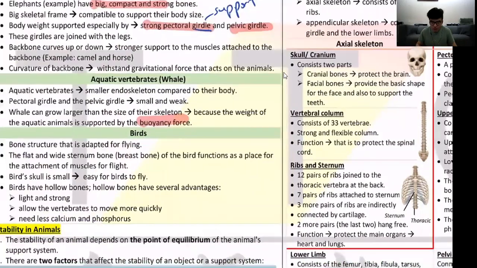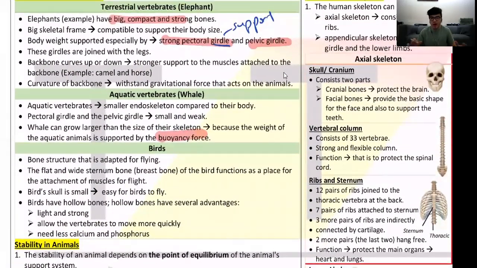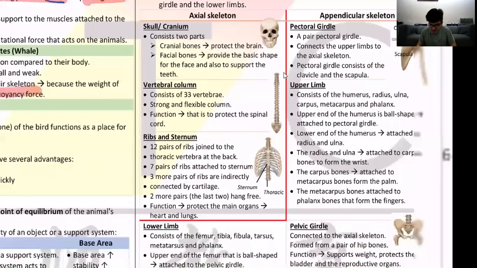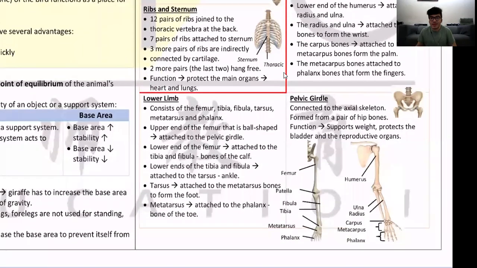So this supports your upper body, so that your upper limbs, which are your arms, can attach to your chest bone here. Whereas your pelvic girdle is your hip support, which is here. Can you imagine this?